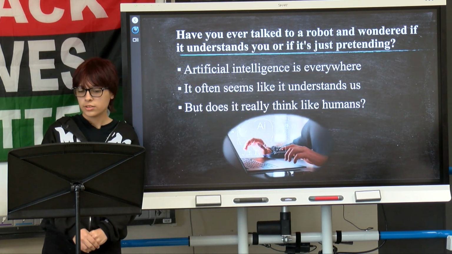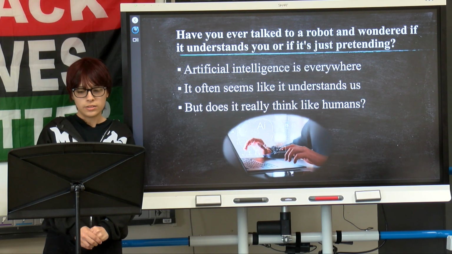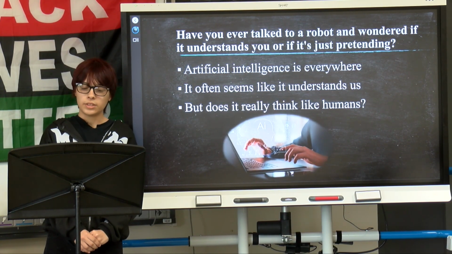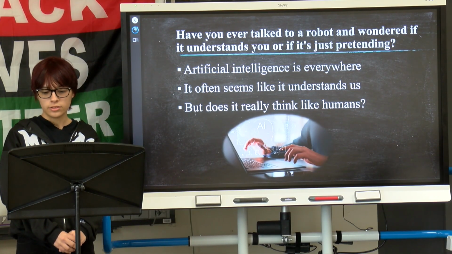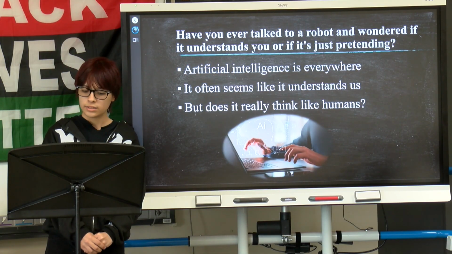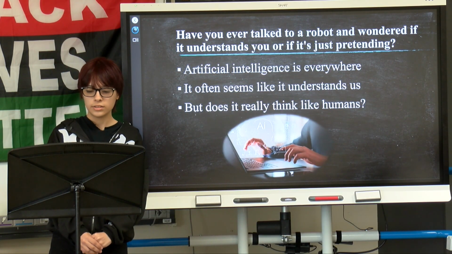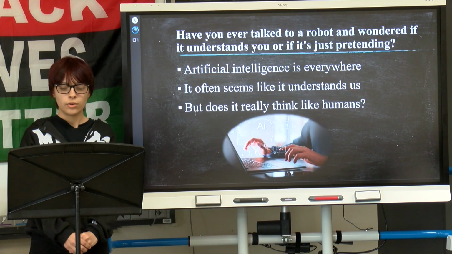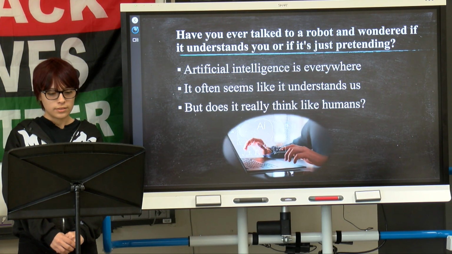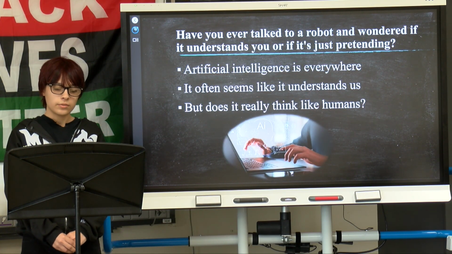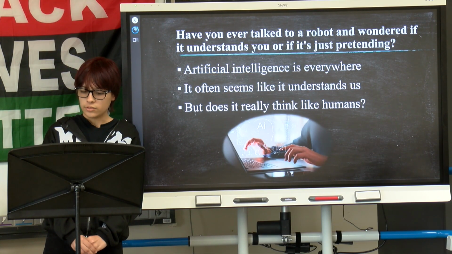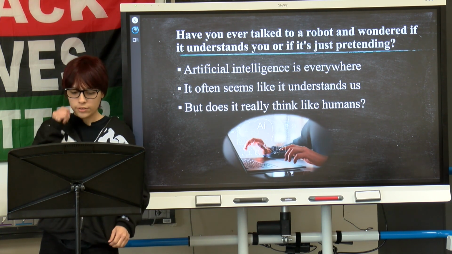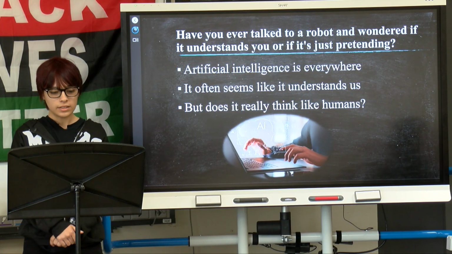Have you ever talked to a robot and wondered if it understood you or if it's just pretending? Today, millions of people use artificial intelligence tools like ChatGPT, Alexa, Siri, and Google to answer questions, write essays, or help with everyday tasks. Because these tools respond so fast and sound human, many people think artificial intelligence might be intelligent. Even though artificial intelligence can seem smart, it doesn't think like people.